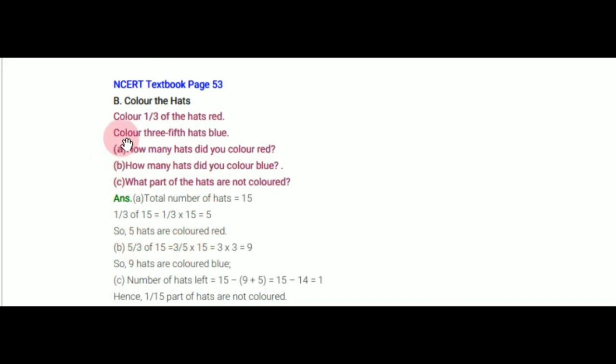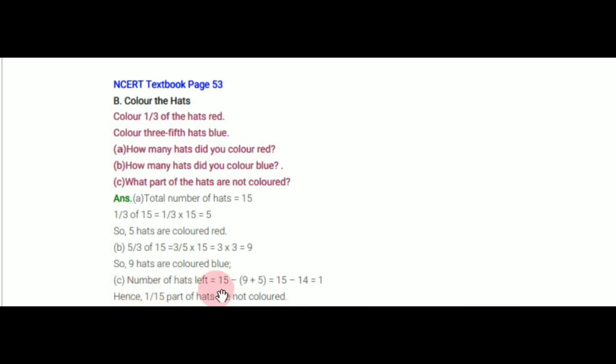And then the second one, color 3/5 of the heads blue. So solution of question B: here 3 upon 5. Here 3, here 5. So 3/5 of 15 is equal to 3 upon 5 into 15. So 15 into 3 is equal to 45 divided by 5. So 45 divided by 5 is equal to 9. Either you can use the reduced form like that, 5 3s are 15 and then 3 into 3 is equal to 9. So 9 heads are colored blue.